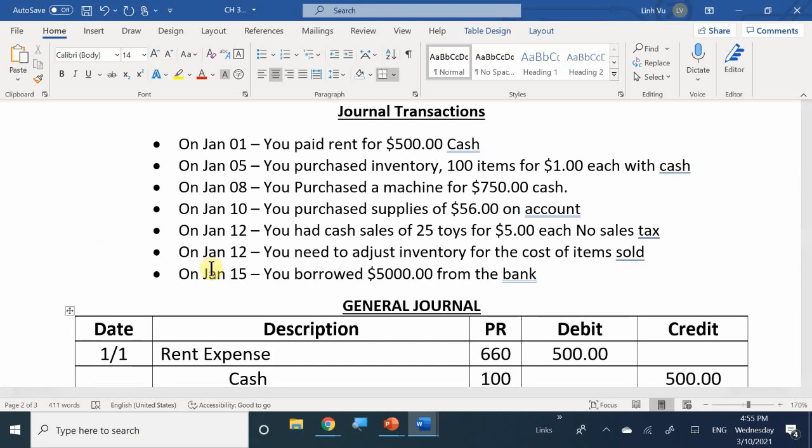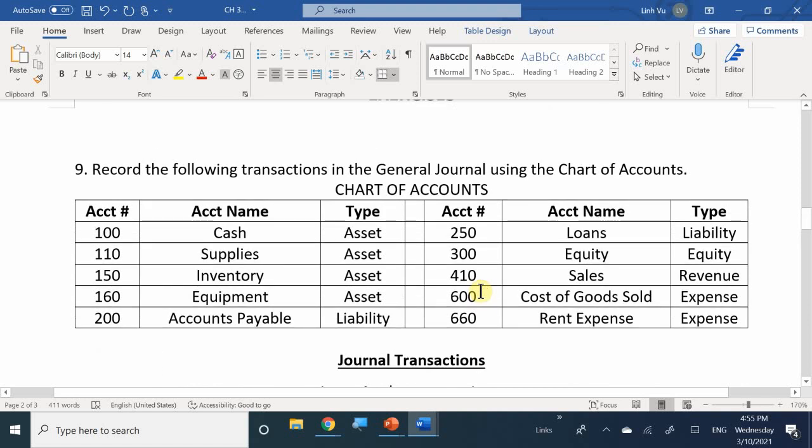So last but not least, now we have January 15. You borrowed $5,000 from the bank. What do you think that would be? A liability, correct? Now, if you borrowed $5,000 from the bank, what technically did you do? You got a loan. Perfect. So we have a loan, $250.